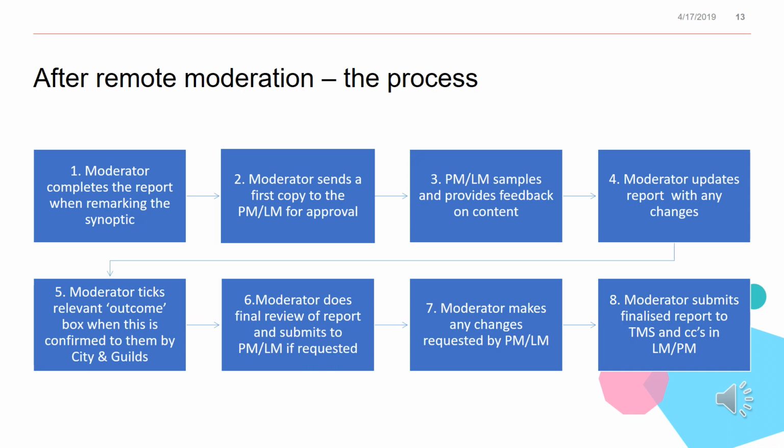For example, if you said that centre marking was at times inaccurate, but City and Guilds have, after regression, confirmed that centre marks should stand, you'll need to tailor your feedback slightly. Submit this final document to your LM or PM, who will request any changes if they need to, and once this has been done, the report goes to Moderation Support Team. At that point, you'll copy in your LM and your PM.